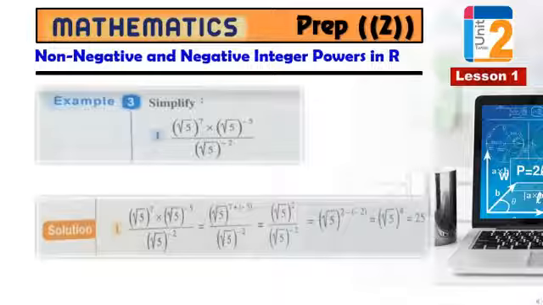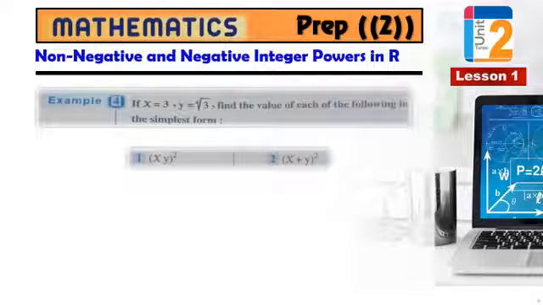Now we have two numbers. The first is in the numerator and the second is in the denominator. Also, the two numbers have the same base, so we take one base and then subtract the powers because this is division. So the result is square root of 5 to the power 2 minus negative 2, and then put the result in the simplest form.